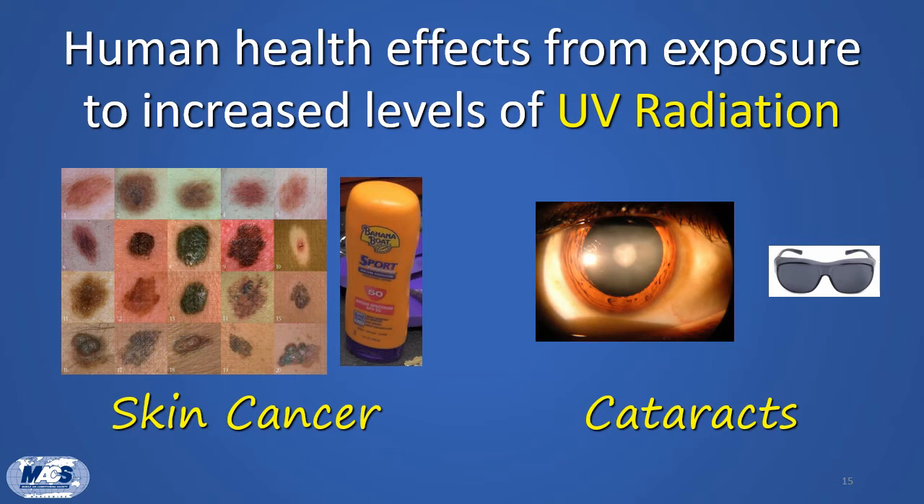Cataracts cloud the lens of the eye, thus limiting vision. Although cataracts develop for a variety of reasons, scientific evidence supports the conclusion that increased exposure to UV radiation can increase the number of people suffering from cataracts. Damage to the immune system is another possible threat. Research suggests that exposure to UV radiation weakens the immune system's ability to fend off certain diseases.